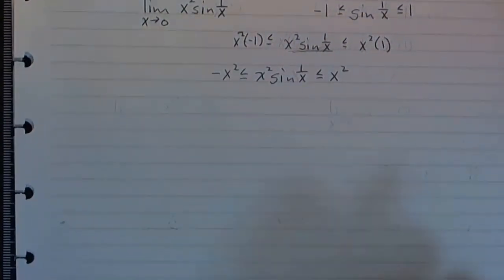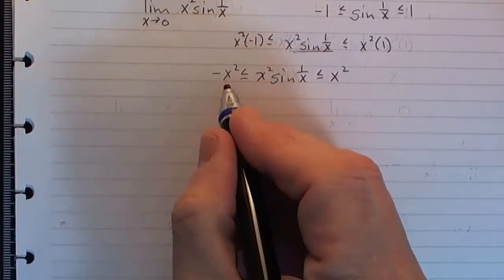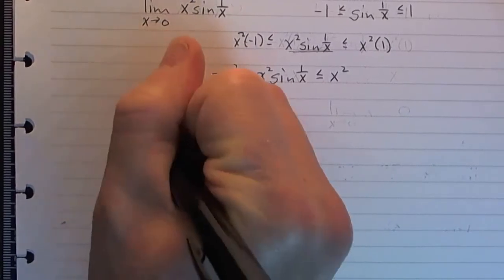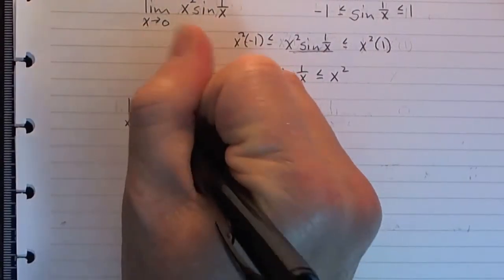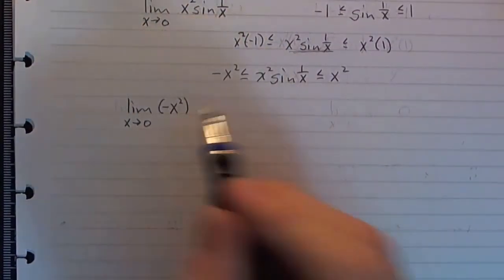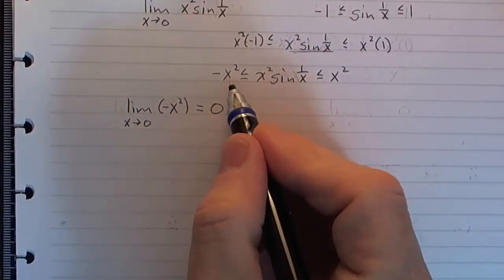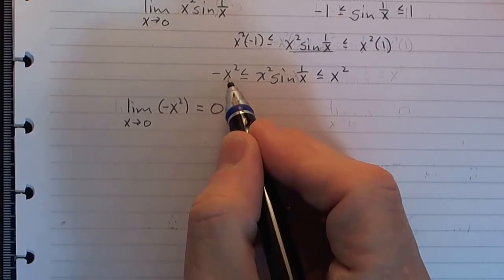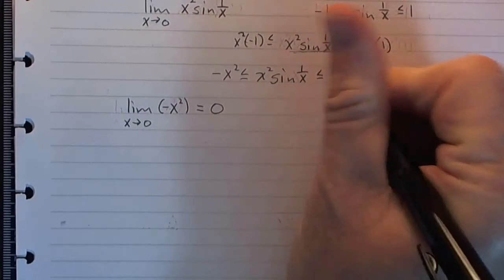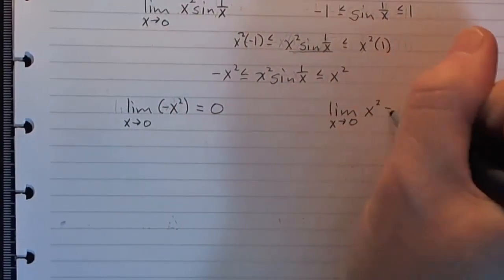Now let's think about the limit. We were talking about this limit here. Let's think about the limit of the left, the negative x squared. Well, the limit of -x squared is going to be 0. That's pretty clear, this is just a polynomial, so we can figure out that limit just by plugging in. Now let's look at the limit of the right-hand part, the limit as x goes to 0 of x squared. Well, that's also 0.